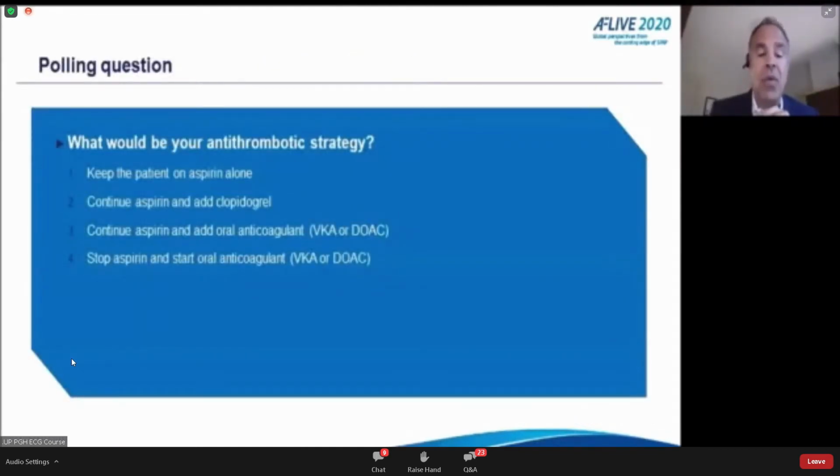What would be your antithrombotic strategy, given that this patient with established chronic stable coronary disease now presents with atrial fibrillation? She's not symptomatic from it. So would you keep the patient on the aspirin that she's currently on for her underlying coronary disease as secondary prevention? Would you continue aspirin and add another antiplatelet therapy like clopidogrel? Would you continue aspirin and add an oral anticoagulant, either a vitamin K antagonist or a direct oral anticoagulant, DOAC or NOAC? Or would you stop the aspirin and in its place start an oral anticoagulant?